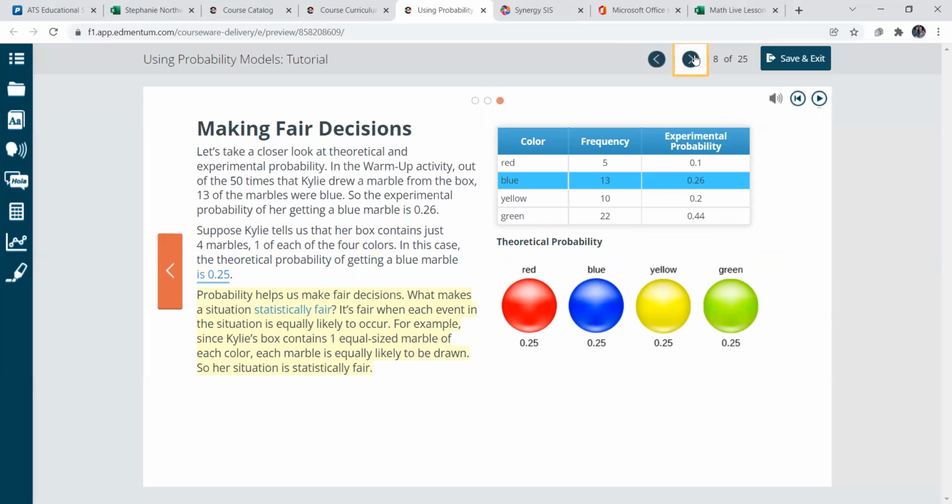Now, if you had 2 blue marbles, 4 red, 1 yellow, 1 green, do you have a fair chance? No, you don't.